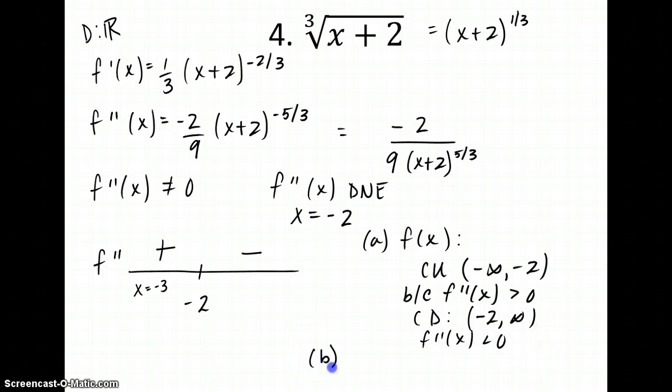And then possible point of inflection, when we plug negative 2 back into the original function, you get 0. So the point of inflection would be at negative 2, 0. And again, it's a point of inflection on the function. If you plug negative 2 back into the second derivative, you're getting does not exist. That's where the critical number came from.